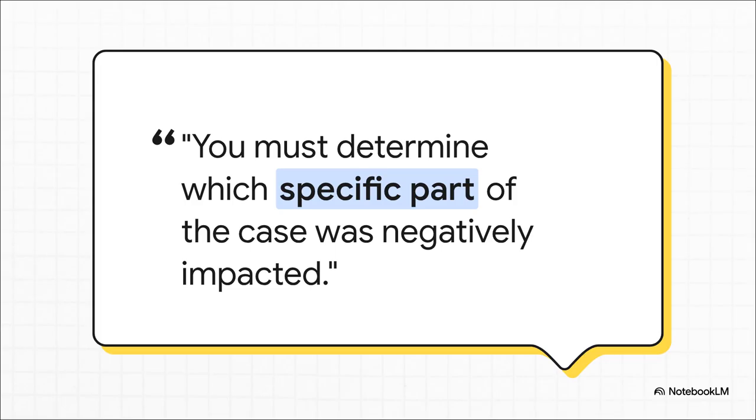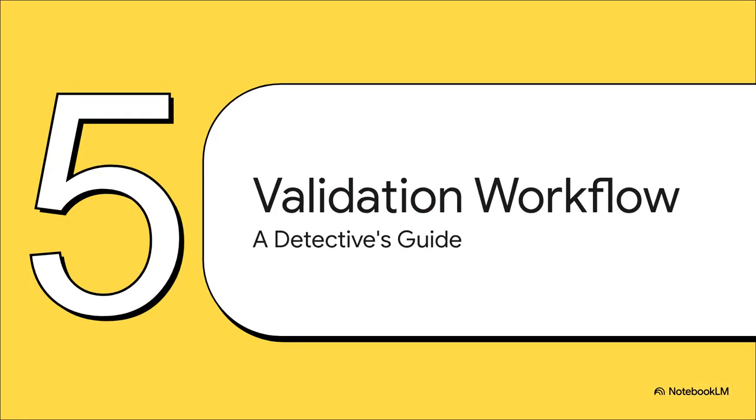A subsequent court might criticize or distinguish the attractive nuisance holding, maybe saying, hey, it doesn't apply to a natural pond, while leaving the adult rescuer holding perfectly intact. If your legal memo is about an adult rescuer and the yellow flag only applies to the attractive nuisance headnote, your perfect case is actually still good law for your specific argument. What a relief, right? Section 5, the validation workflow, a detective's guide.